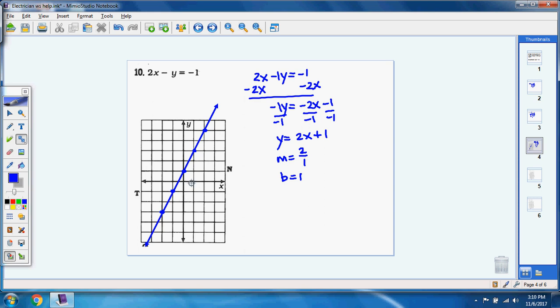So again, we'll practice again by putting the original equation, 2x subtract 1y equals -1, near the line. On number 11, the hint is to move the 12 first, then move the x, then divide.